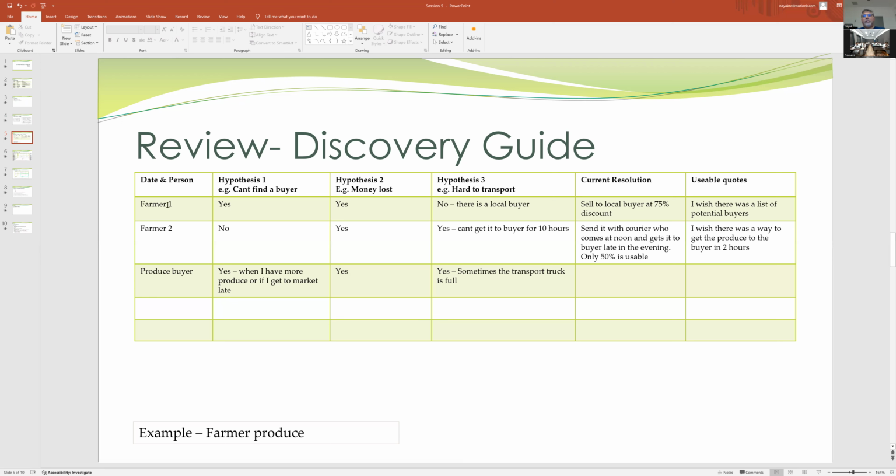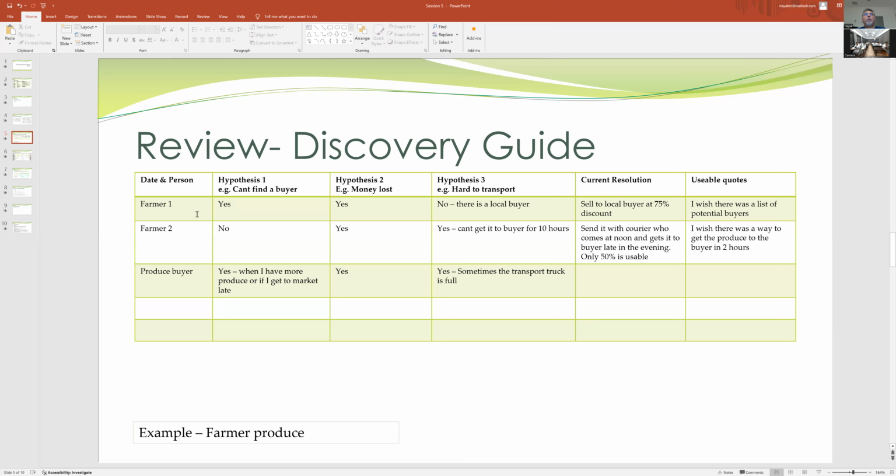So then let's see. We go to farmer one, and here is the hypothesis, the problem statement. One is I can't find a buyer. Two is I lose money every time my crop is not sold. Three, I can sell it, but I can't send it. I have a problem with transporting. Now, this was not part of your initial list, but I listed it as a potential problem based on what I would expect from the farmer.